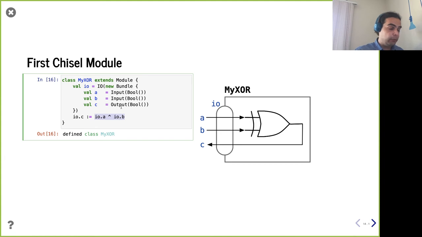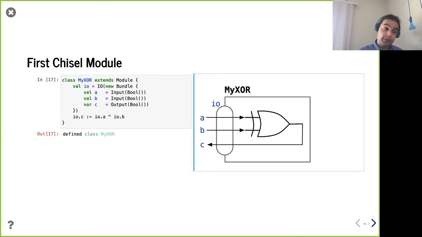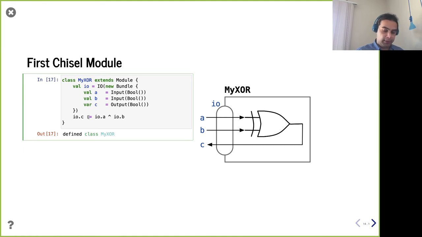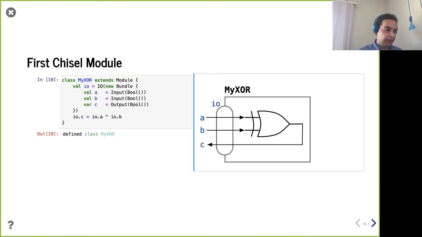Question from chat is, what if I was to put a var on one of these? Great question. That may cause a compile issue. We'll find out. That's allowed. It's going to break things elsewhere. Yeah, that's allowed. It's almost going to cause it to break horrifically later on.